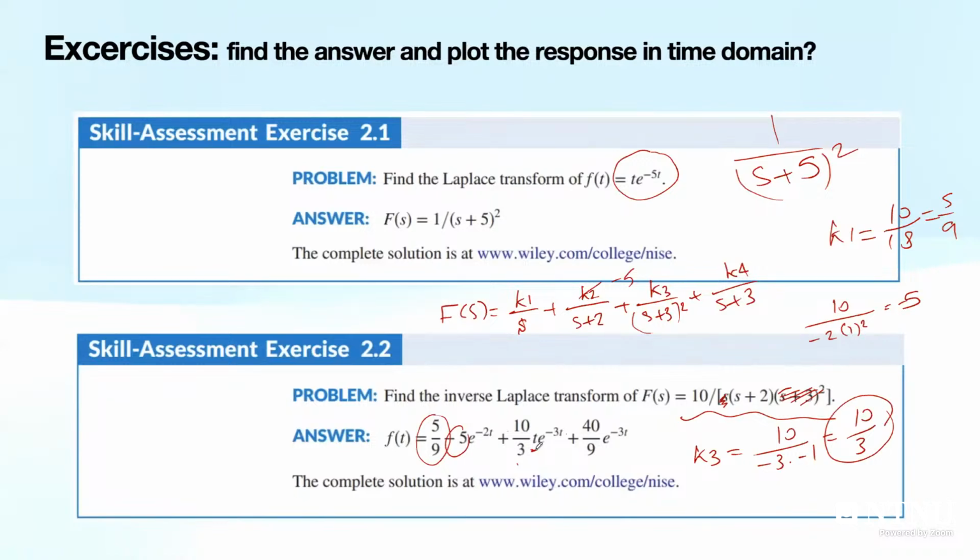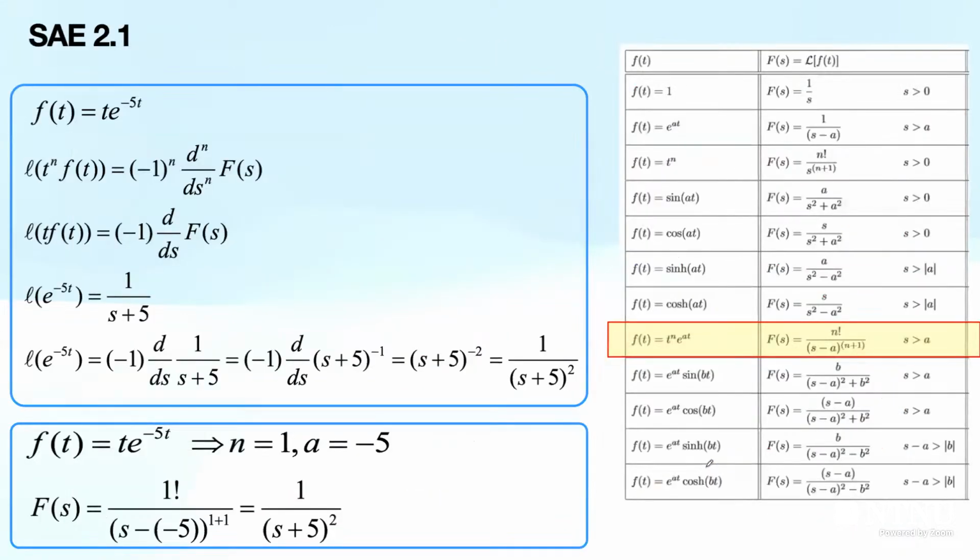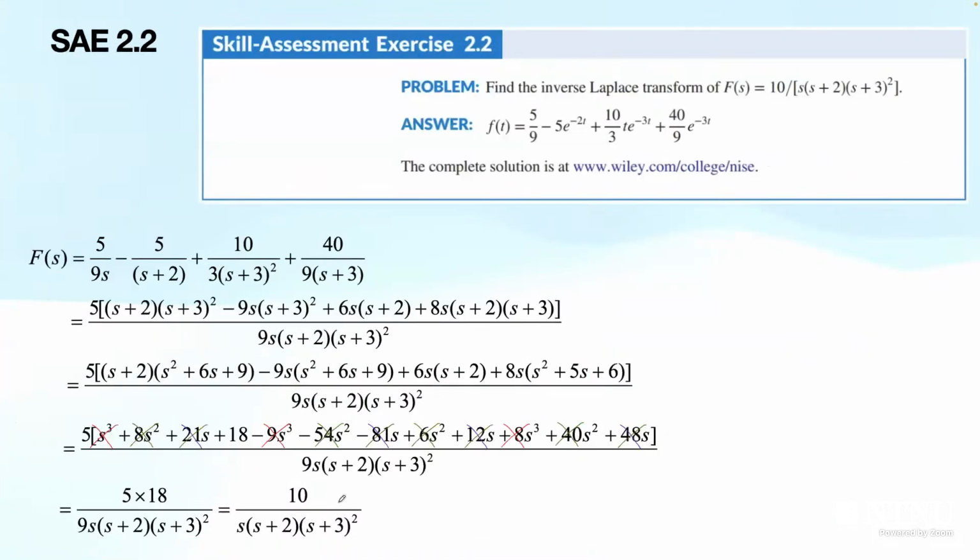And for K4, I will ask you to find K4. It will be the same equation here: differentiate and find, similar to the example which we did before. So this is the solution for the first problem. We got it, right? Anyway, we solved it, so we can go to the second skill assessment exercise.